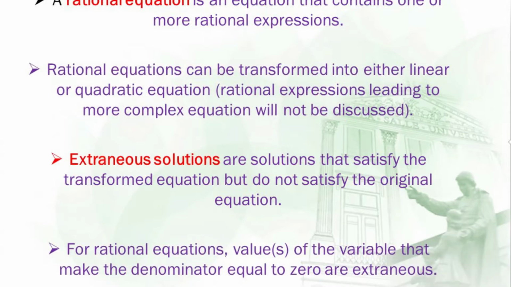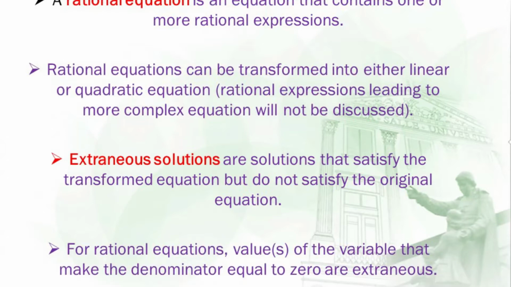A rational equation is an equation that contains one or more rational expressions. Rational equations can be transformed into either linear or quadratic equations. Rational expressions leading to more complex equations will not be discussed. Okay? So we'll be focusing on linear or quadratic equations.